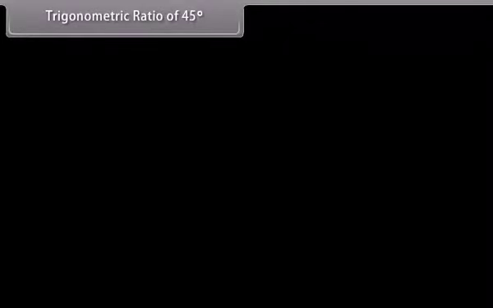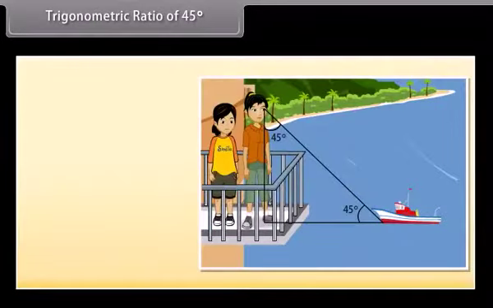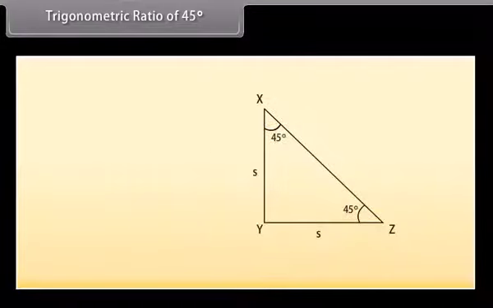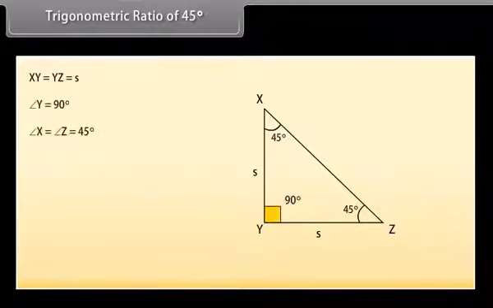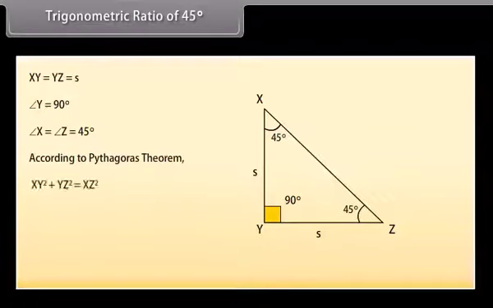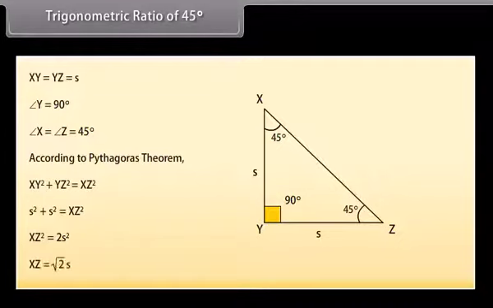Trigonometric ratio of 45 degree. Consider the right-angled isosceles triangle XYZ. XY is equal to YZ, which equals s. Angle Y is equal to 90 degree. Angle X is equal to angle Z, which is 45 degree. According to Pythagoras' theorem, XY square plus YZ square is equal to XZ square. By substituting the values, we get s square plus s square is equal to XZ square. XZ square is equal to 2s square, so XZ is equal to square root 2 s.